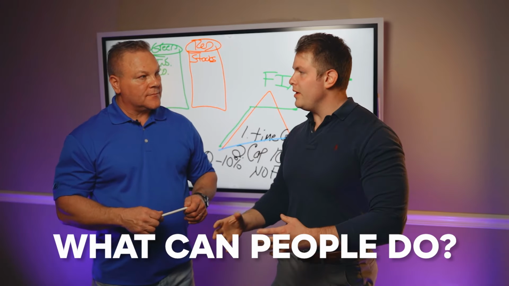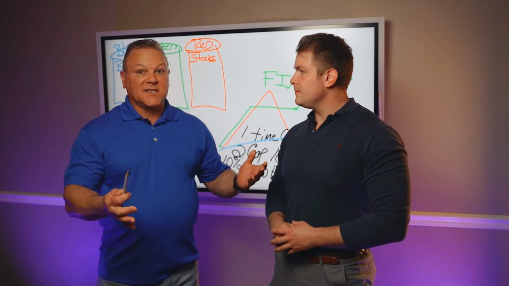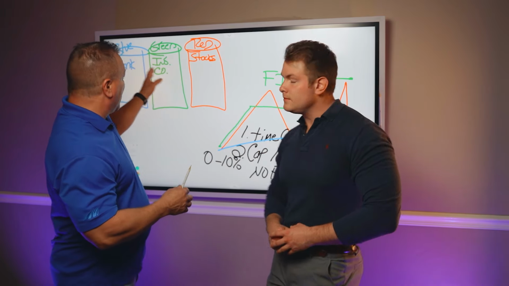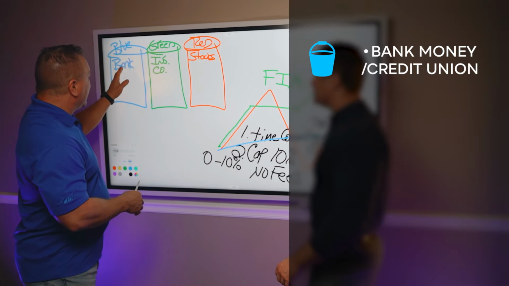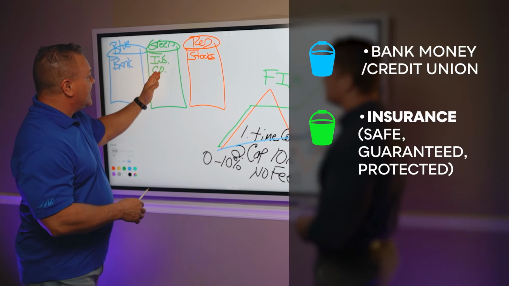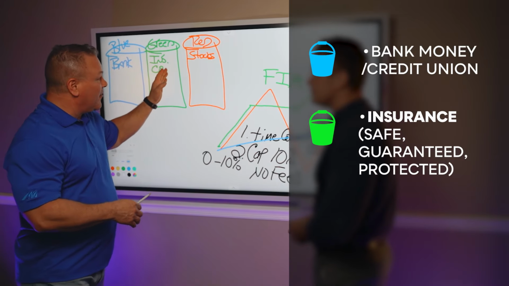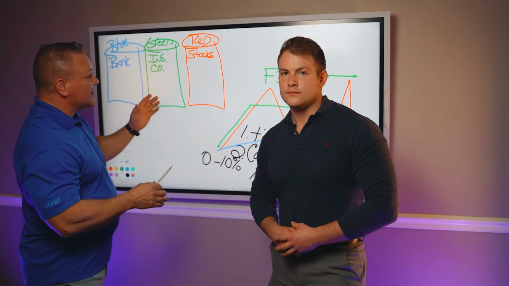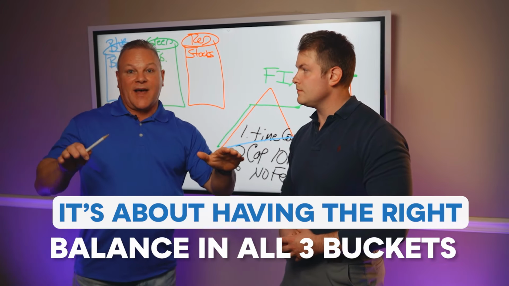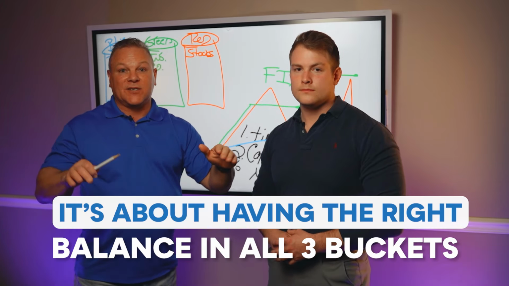So Pete, what's the takeaway here? What can people do? Well, it's really simple. What we try to do is just boil it down to 3 types of money, 3 different buckets. The blue money in the bank or credit union, the green safe money with the insurance company, and the red, the money in the stock market. And really, it's not about one bucket, it's about having the right balance or the stabilizer in all 3.